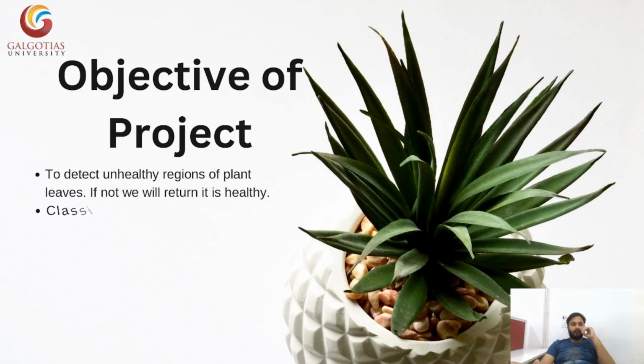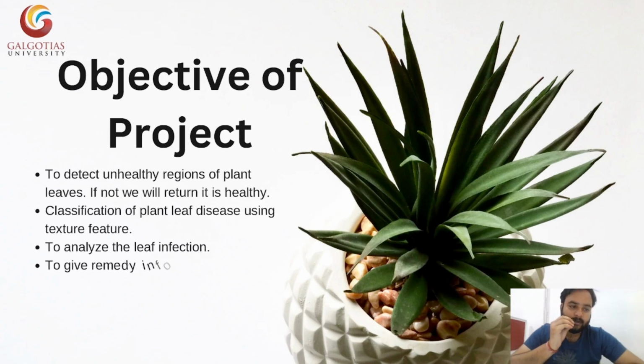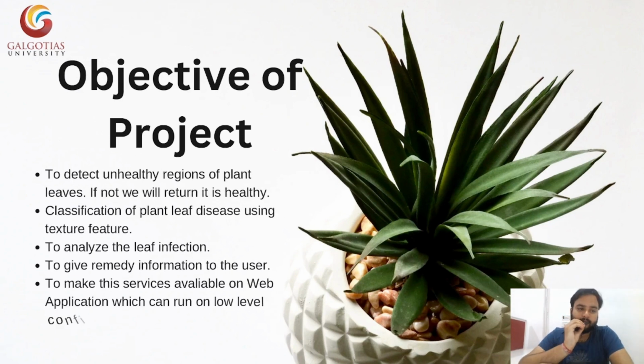So what is the objective? The objective of the plant disease project is to detect the unhealthy region of the plant leaves, to analyze the leaf infection, to give remedy information to the user, and it can also run on a low level configuration machine, which is a very important part of my project.